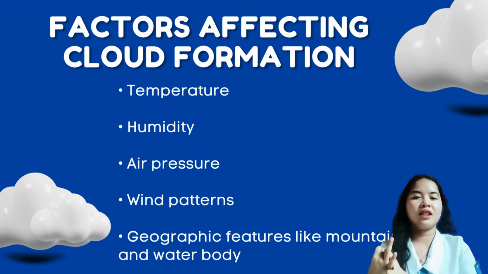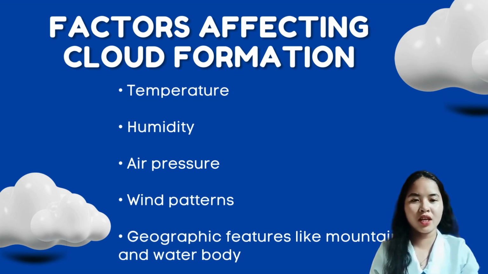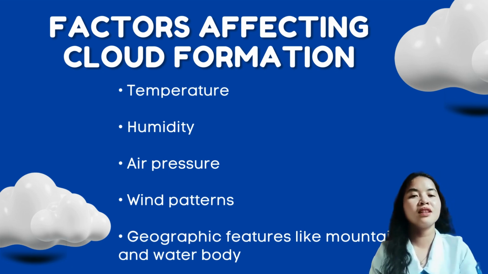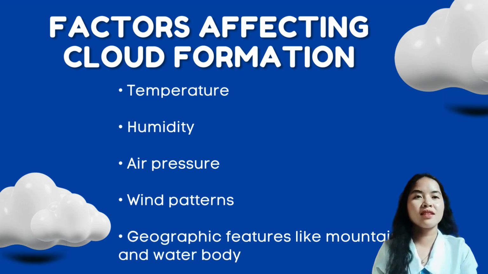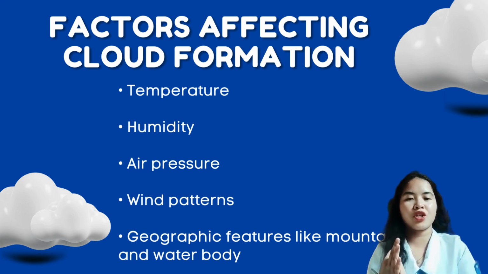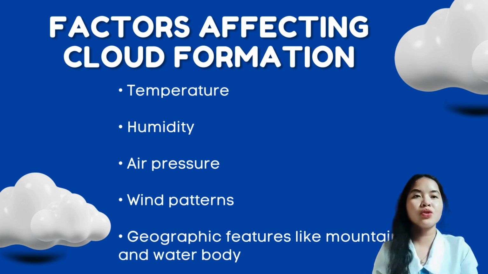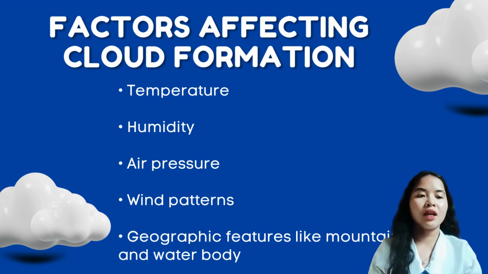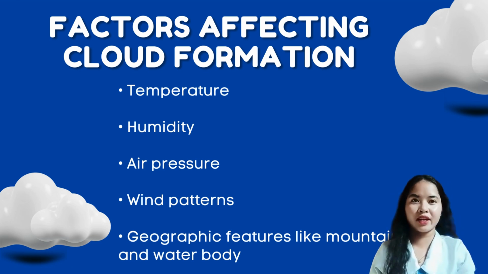Second is humidity. High humidity increases the likelihood of cloud formation since more water vapor is available for condensation. When air becomes saturated, excess moisture condenses into tiny water droplets or ice crystals forming into clouds. The third is air pressure. Low pressure systems encourage rising air which cools and condenses to form clouds. Conversely, high pressure pushes air downward, preventing cloud formation and leading to clear skies.